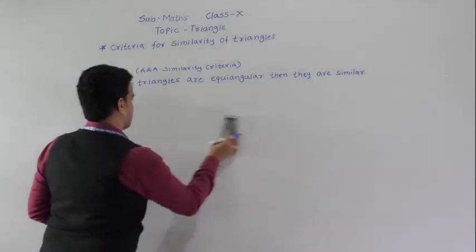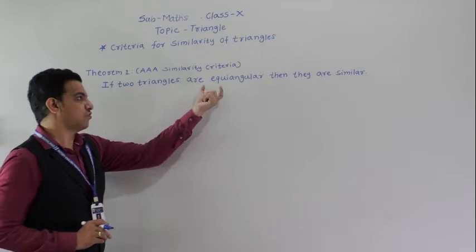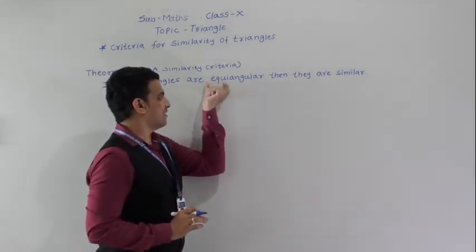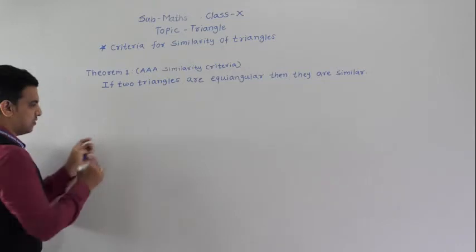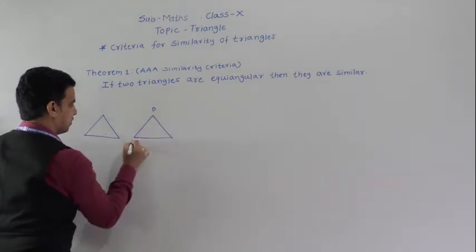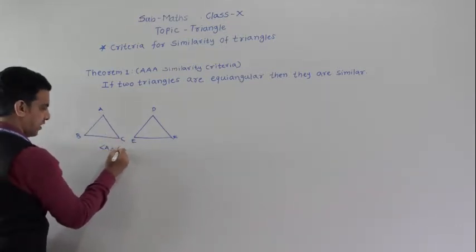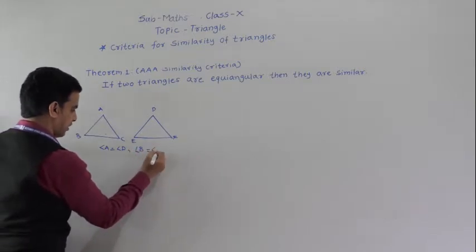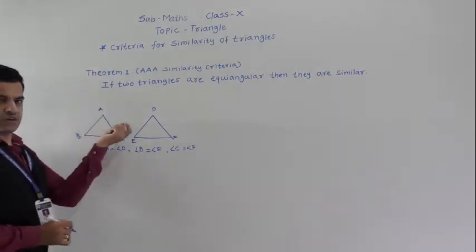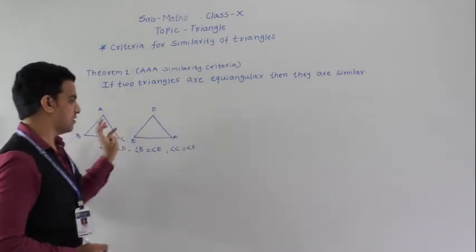Here the first theorem is that you have to prove that if two triangles are equiangular then they are similar. Now first we will discuss equiangular. Suppose two triangles are there, ABC and DEF, and if corresponding angles are equal, means angle A is equal to angle D, angle B is equal to angle E, and angle C is equal to angle F, then we can say that these two triangles are equiangular. So if two triangles are equiangular, we have to show that they are similar.